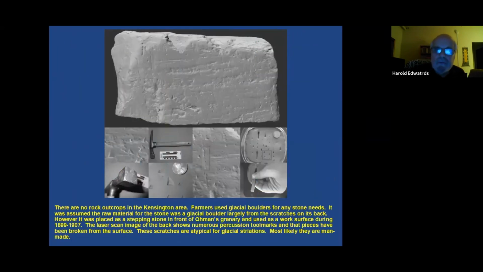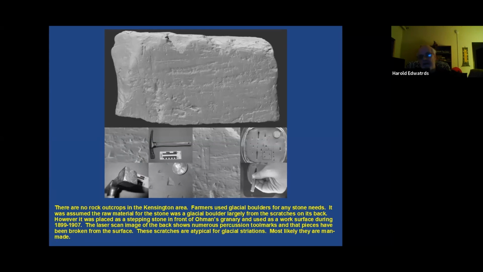We'll move on to where this stone came from. There are no rock outcrops in the Kensington area, and farmers use glacial boulders for their stone needs to make foundations and basements of their farms. When Holland found the Kensington Stone in 1907, he saw it being used as a stepping stone to Ohman's granary, and it was being used as an anvil to straighten nails and harnesses. There are also many other eyewitnesses who saw it being used in this fashion.